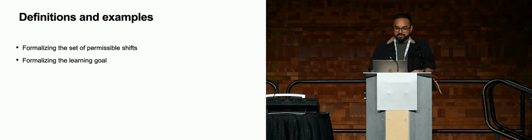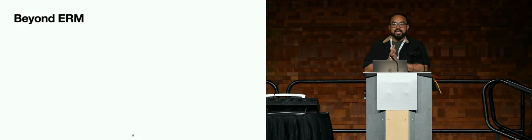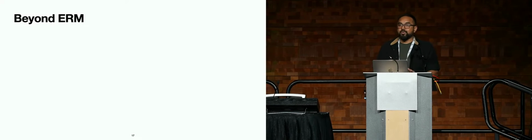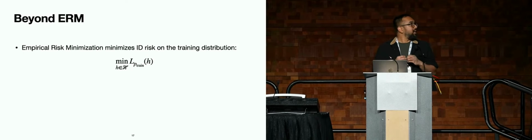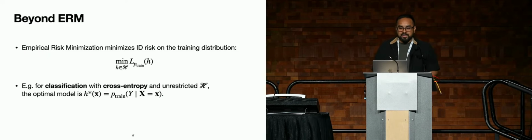All right. To start off, let's dissect how ERM can yield poor OOD predictors. The idea is ERM minimizes ID risk, as Maggie pointed out. This would be minimizing your training distribution risk with respect to a hypothesis class of choice. The problem here is that when you learn the optimal predictor, which in this case will be the conditional distribution of y given x, for the training distribution, you might fail somewhere else in your coupling. So let's see why that might be the case.